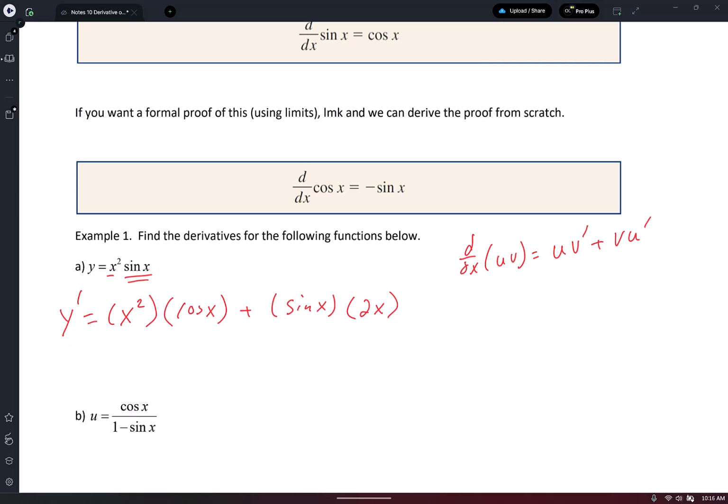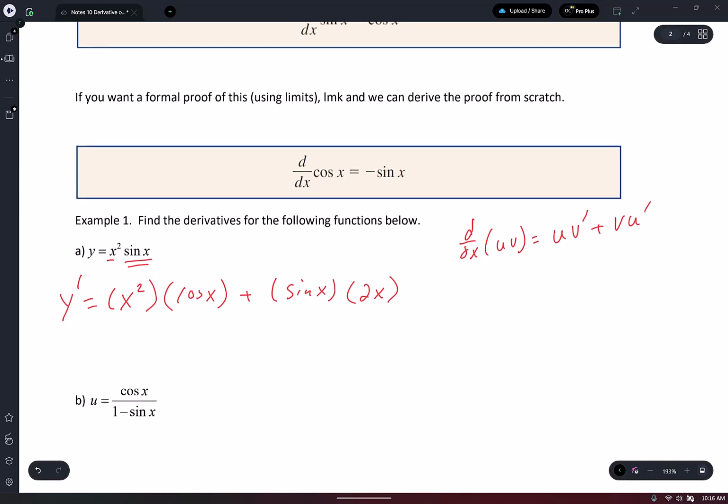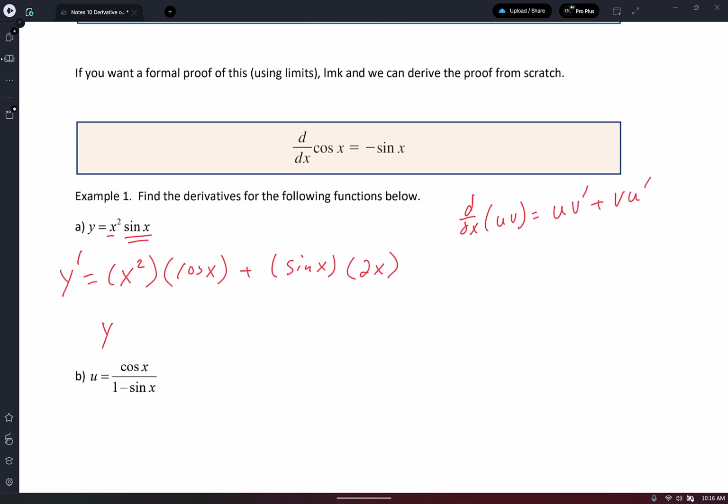In the second semester, we'll okay. Anyways, are we okay, guys? All right, we're done. We're just making it pretty. X squared cosine x plus 2x sine x. If you wanted to factor, I guess you could, but I'm going to leave it alone. Are we all right?